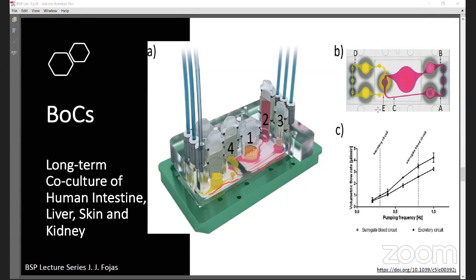Then, of course, at the bottom right, you have the graph that shows the average volumetric rate plotted against pumping frequency of the surrogate blood flow circuit and the excretory circuit. So it's good to do a lot of fluid dynamics troubleshooting for microfluidic devices, even with devices which are not as complicated as this one.